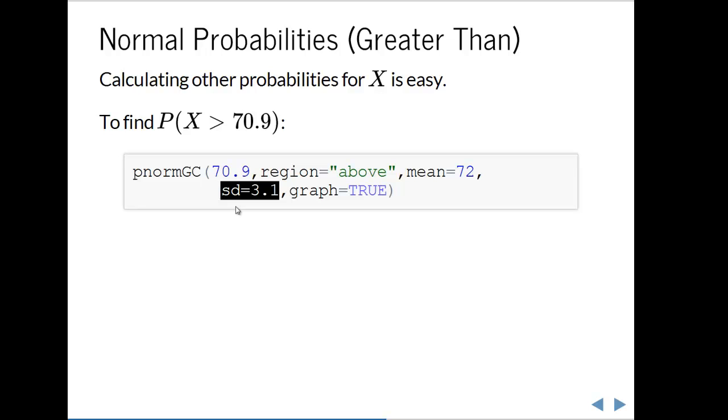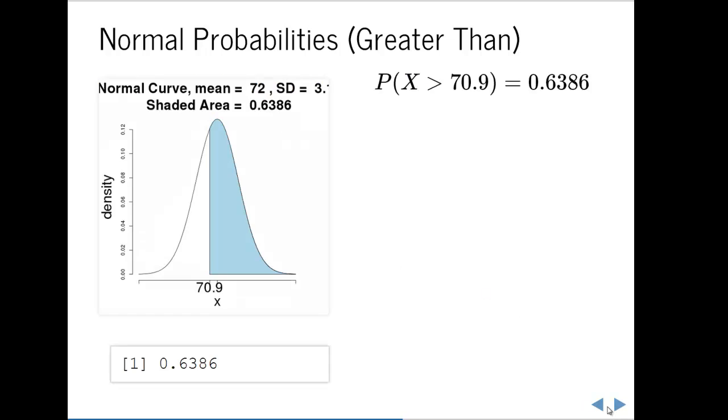So suppose we want to compute the probability that the height of a college male, the value of this random variable x, is bigger than 70.9. So the height of a college male is greater than 70.9 inches. Well, we could just run this line of code. Here we're outputting a graph. The graph this time, instead of being a histogram that goes with a binomial random variable, is going to be a normal curve because we're talking about a normal random variable. And we get 63.86% or 0.6386.